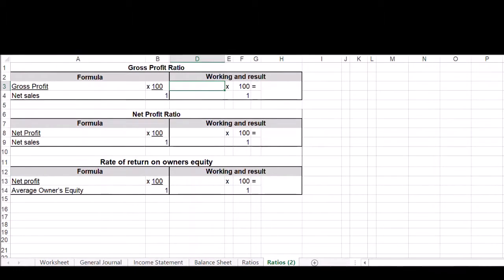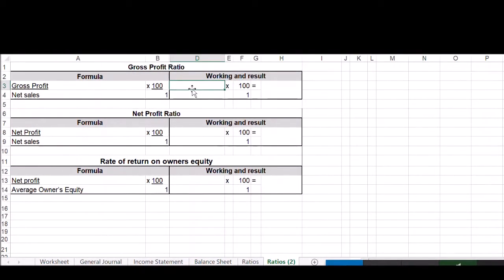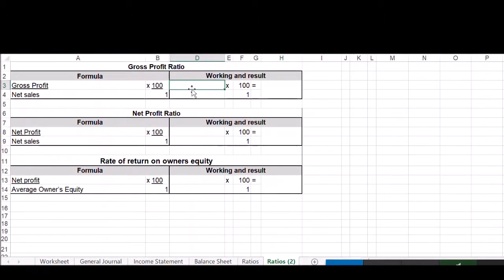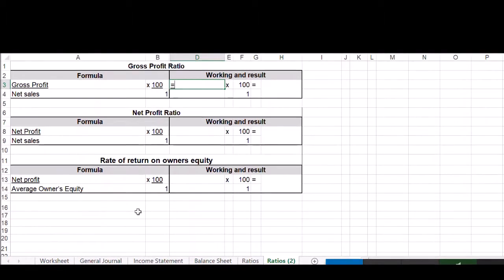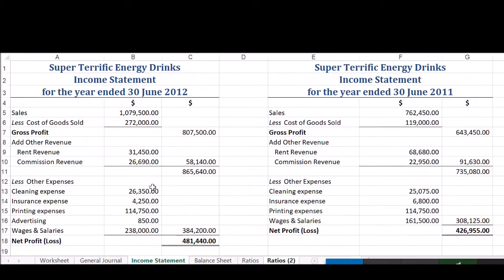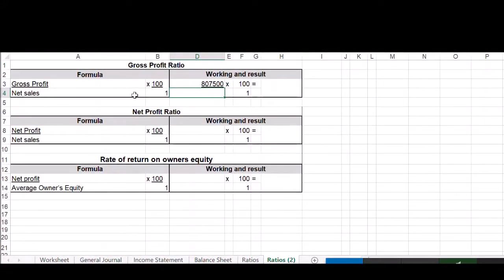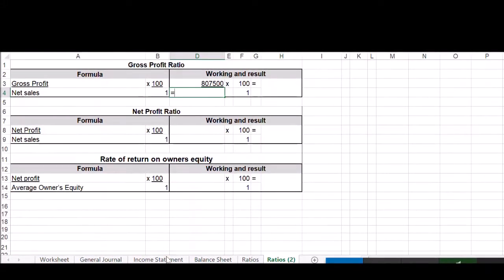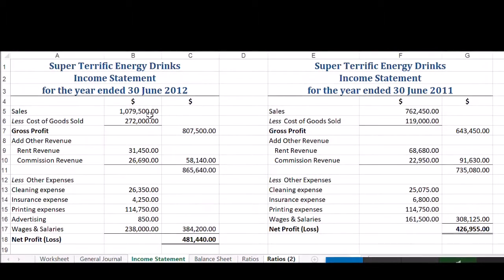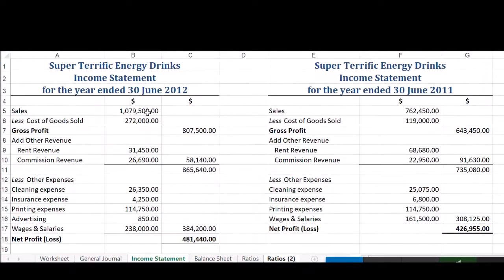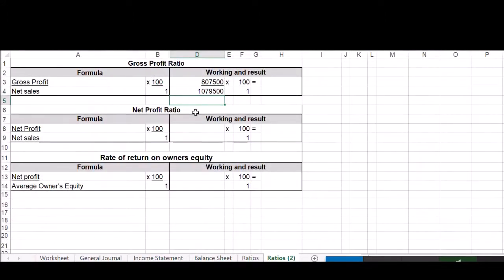Okay, so let's move this out of the way. Let's do this. So, gross profit from 2012. I'm going to go to the income statement and grab my gross profit. There it is, 807,500. Now I'm going to get the net sales. Net sales is your sales normally minus your sales returns. Since we don't have any sales returns, it's just going to be the sales by itself.